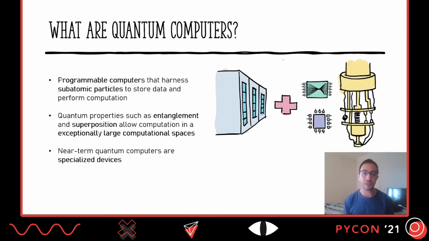And the quantum computers that are available today are near-term quantum computers, and these are very specialized devices. In particular, the near-term quantum devices that we have are small. They have a small number of qubits, which are the quantum resource equivalent to classical bits. And in addition to that, they're quite noisy. So errors tend to propagate throughout the computation.